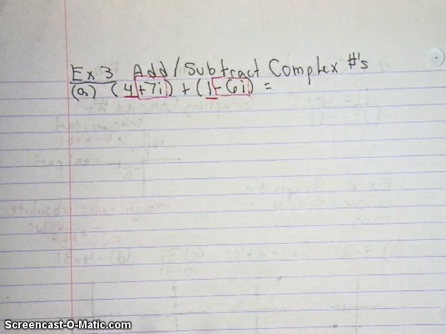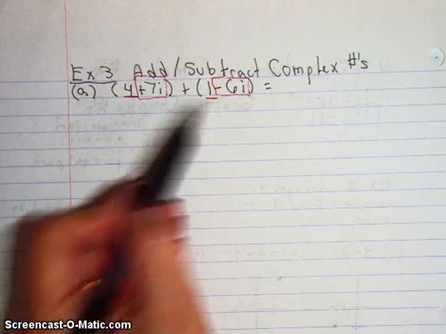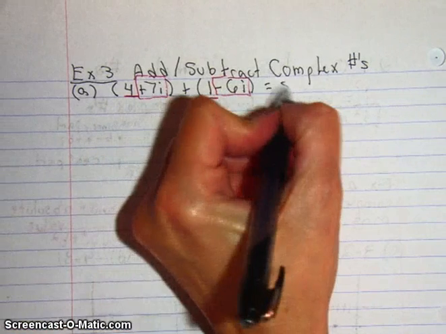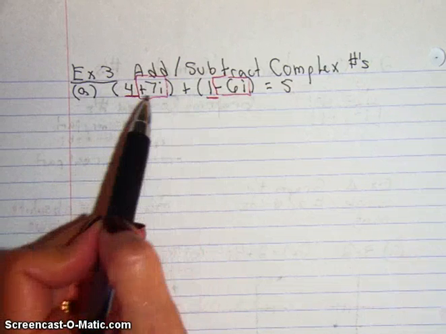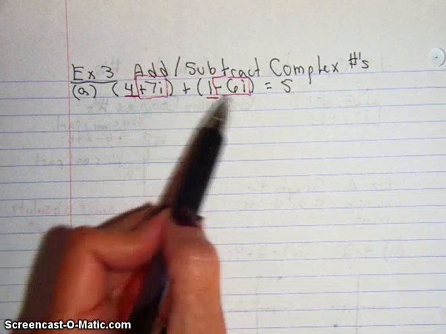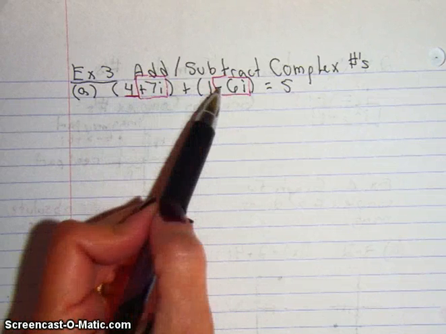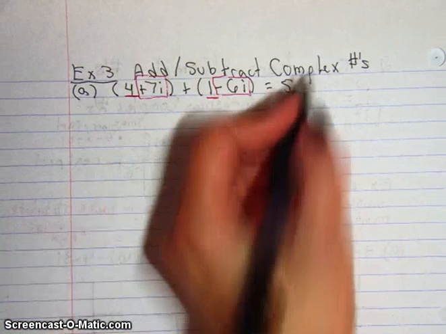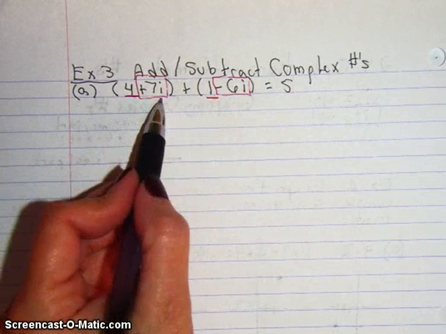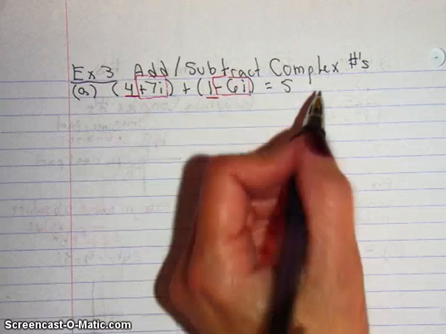All right, Emily, add the real parts together. 5. Good. Trent, add the imaginary parts together. So positive 7 and a negative 6. What does that make? Positive 7i, negative 6i. How many i's does that make?